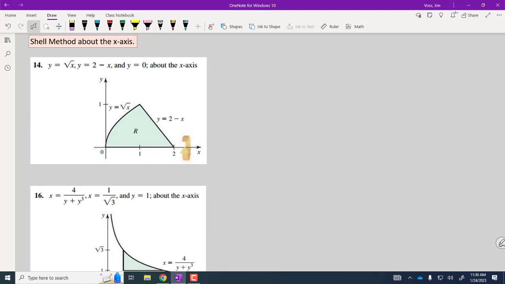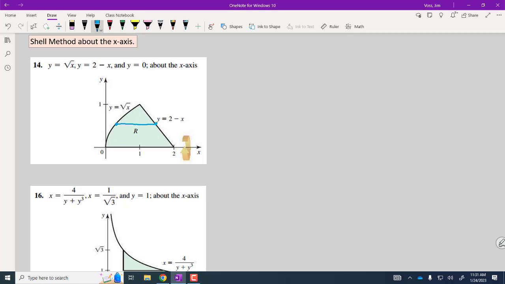So now let's do a shell method around the x-axis. So we just did around the y-axis. That's the more intuitive direction for a shell. But looking at this region here, and you're going around the x-axis, we can tell right away that a shell makes more sense than a disk, because if we were going to use a disk, we'd have to do two different regions. Because the upper curve here is different than the upper curve there. So it makes more sense to use a horizontal element.